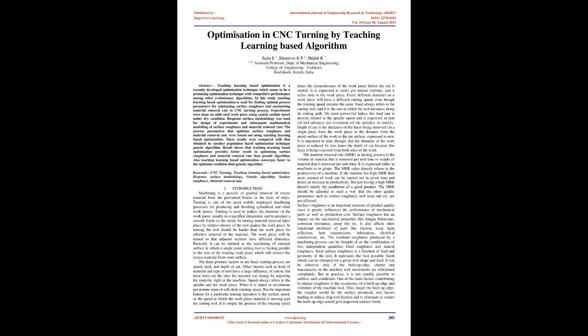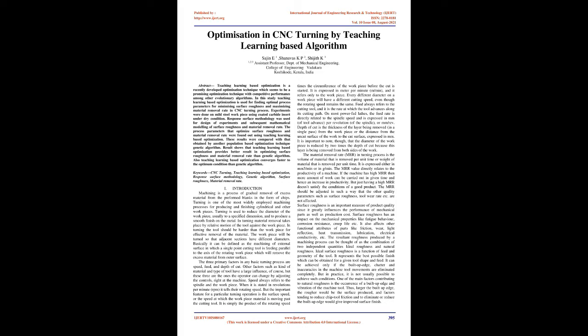The three primary factors in any basic turning process are speed, feed, and depth of cut. Other factors such as kind of material and type of tool have a large influence, of course, but these three are the ones the operator can change by adjusting the controls, right at the machine.